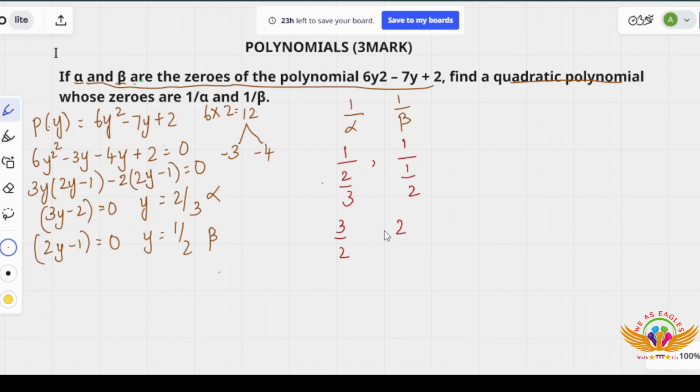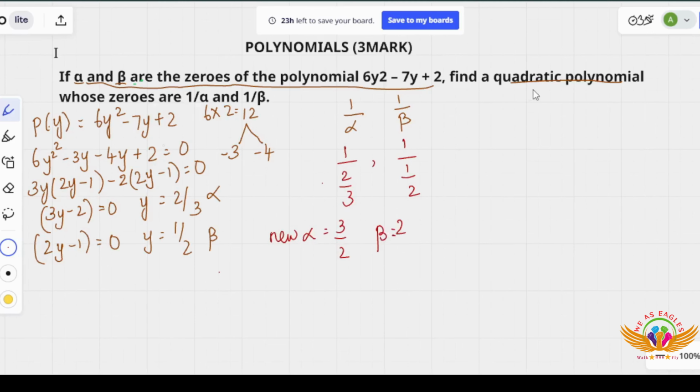Okay, so be very careful. Our new zeros, that is 1 by alpha, we got as 3 by 2, and 1 by beta, we got the value as 2. By using these two zeros, we need to find the quadratic polynomial. Don't write 1 by alpha, I can write it as alpha only, because now it is our new alpha and new beta.